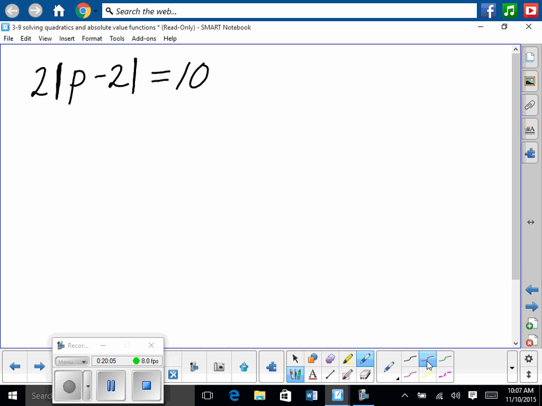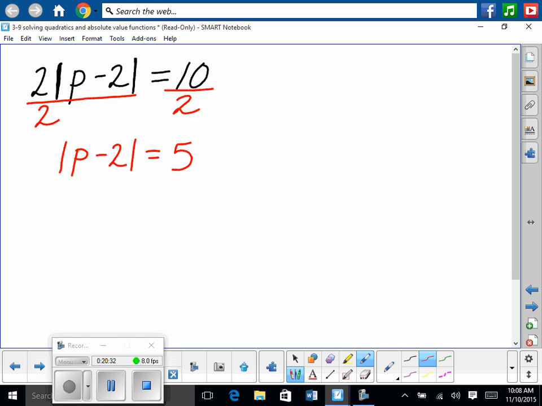Our first step was to isolate the absolute value. What should I do? Divide both sides by 2. So we have the absolute value of p minus 2 is equal to 5. Now once again, absolute value just means distance. So it says, what is the distance of p minus 2 to 5? So we have to do both positive 5 and negative 5.